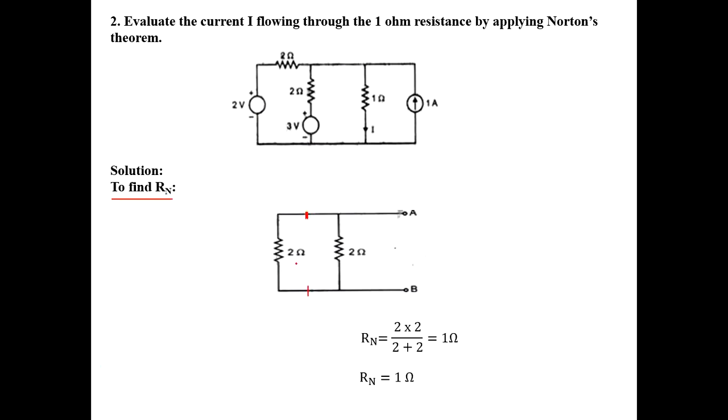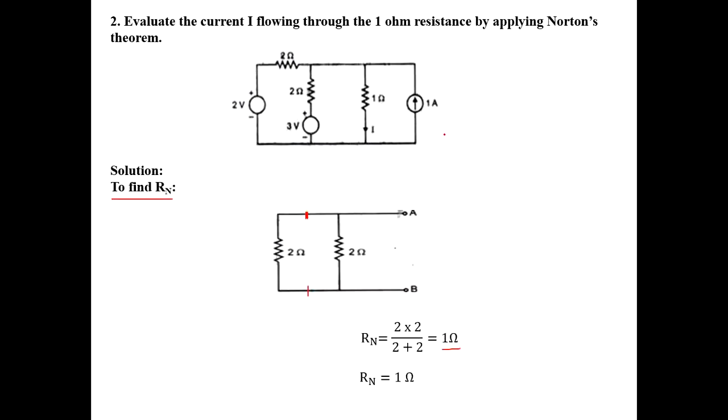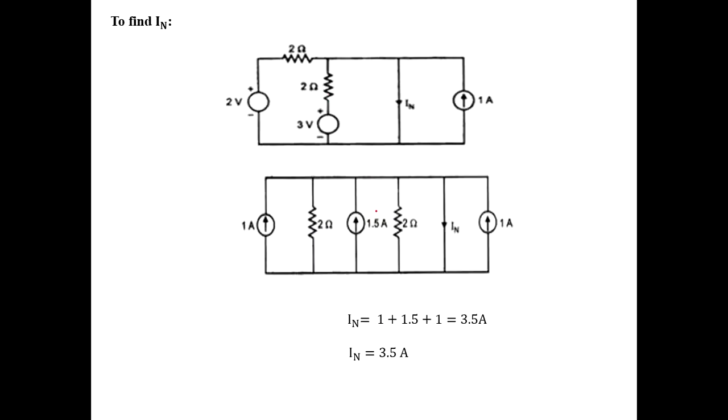Here, this is one common point, this is another common point. We know the relation, then we got the value Rn which is equal to 1 ohm. Next, we have to find the Norton current. To find the Norton current, we have to short the load resistance. In this diagram, just short the load resistance, remaining the same.